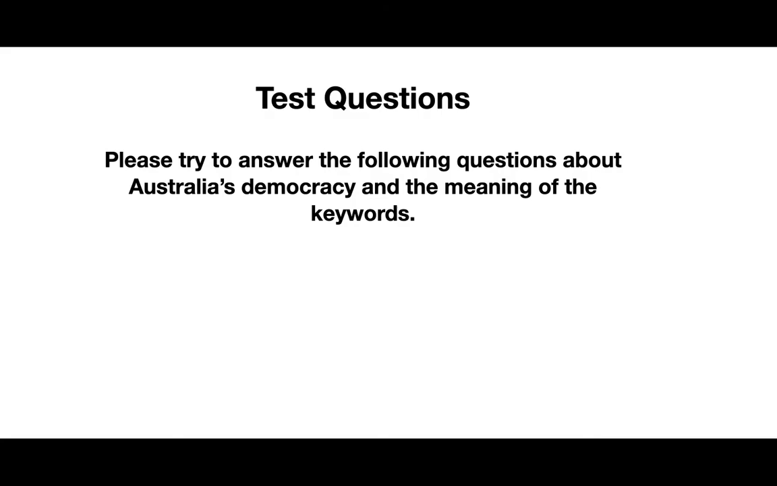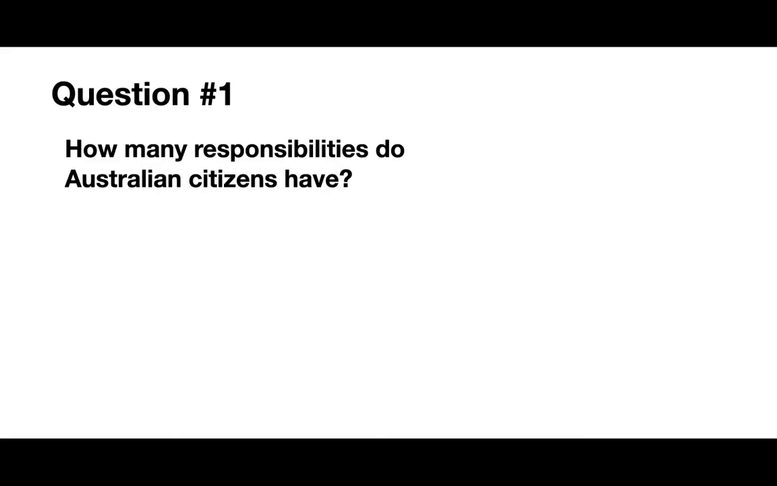Now it is time for some test questions. So please try to answer the following questions about Australia's democracy and the meaning of the key words. Question number 1. How many responsibilities do Australian citizens have? A. 5, B. 3, C. 4. And the answer is C. 4. There are 4 responsibilities that Australian citizens have.